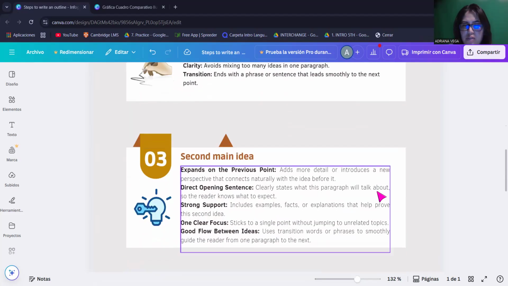On the other hand, we have the second main idea, with different steps that we have to follow. The third paragraph presents the second main idea, but it also connects to the previous paragraph. It gives more details or adds a new perspective. This paragraph also starts with a direct sentence, provides strong support, and maintains one clear focus. Good flow between ideas is the key. Using transition words helps guide the reader through the essay smoothly.